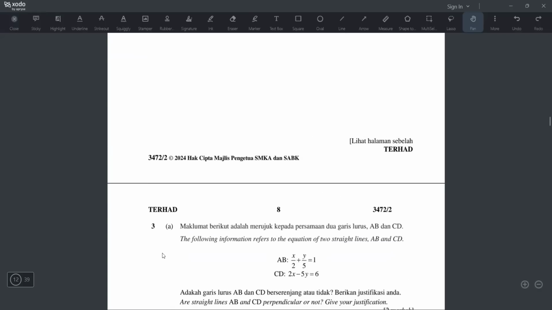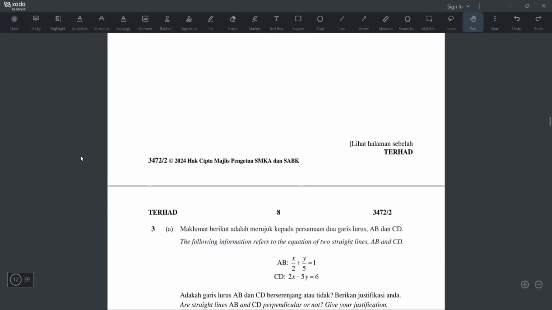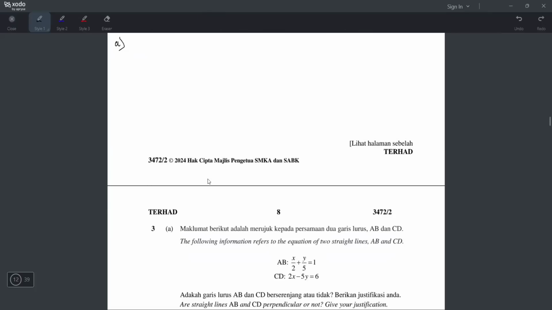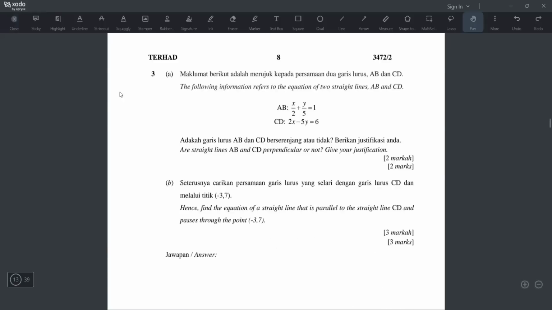Okay, let's continue number 3. So for number 3, the working I will write up here. So let's read the question. The following information refers to the equation of two straight lines AB and CD. So dia bagi equation AB, equation CD. Are straight lines AB and CD perpendicular or not? Give your justification. I think this is coordinate geometry from Form 4 chapter.